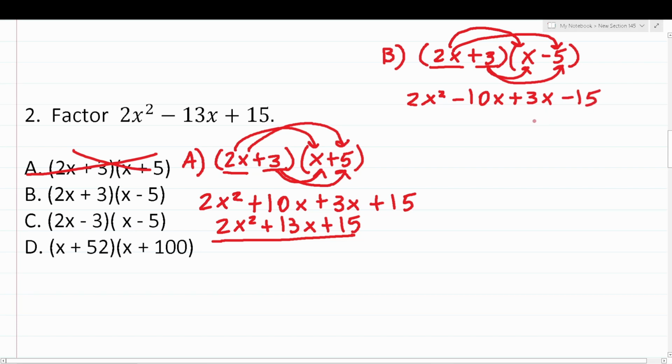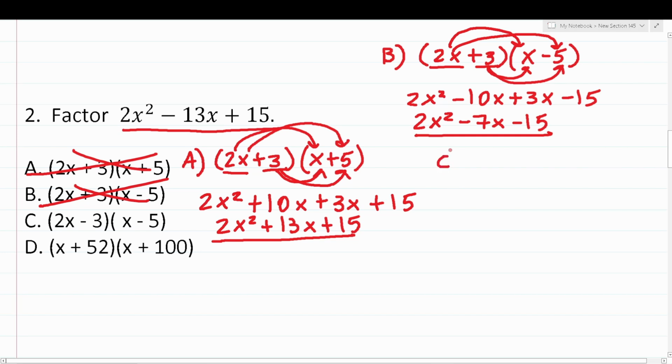Let's simplify this by combining like terms. We have 2x squared. Negative 10x plus 3x is going to be negative 7x minus 15. All right, does this match? We have 2x squared, 2x squared. Negative 7x, negative 13x, positive 15, negative 15. Because those two do not match, I know that answer choice B is not correct. Let's work on answer choice C now. That is 2x minus 3 times x minus 5.